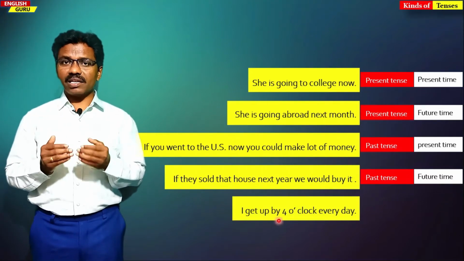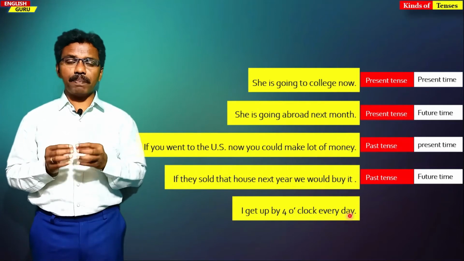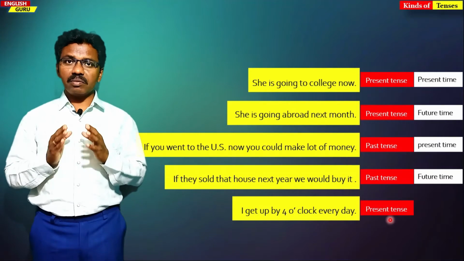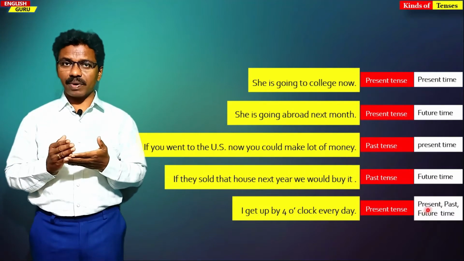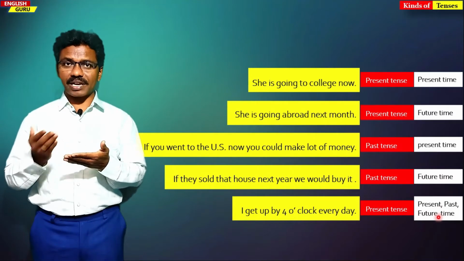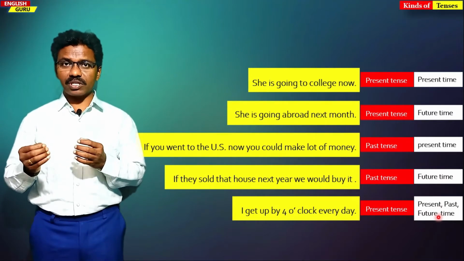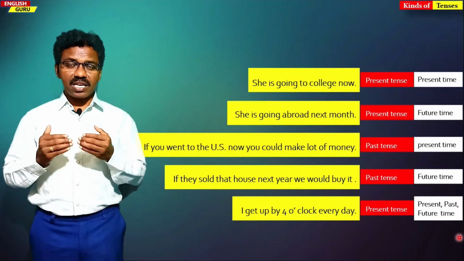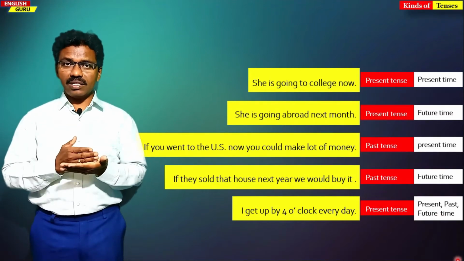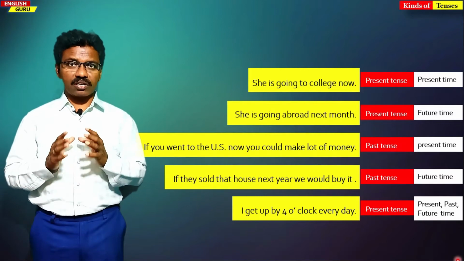In a similar manner, in the next sentence, I get up by 4 o'clock every day. The sentence is in present tense, get up, whereas it is talking about the past, present and future action. So it's a regular activity. So by these examples, we can understand in English language, tense and time both are different.